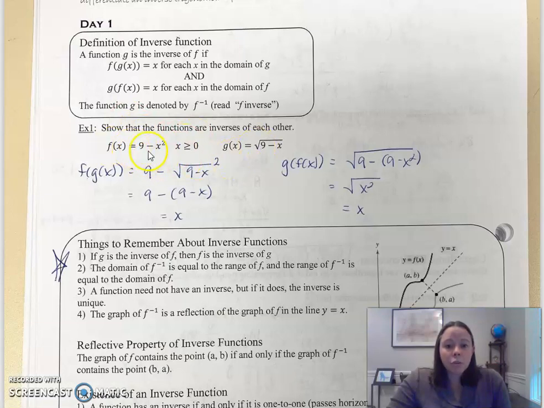So we have two potential functions. So we plug g of x into f of x, and we see that you get x, and then vice versa, you also get x. Yes, they're inverses of each other, right?